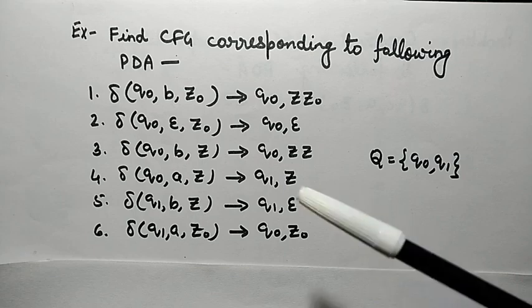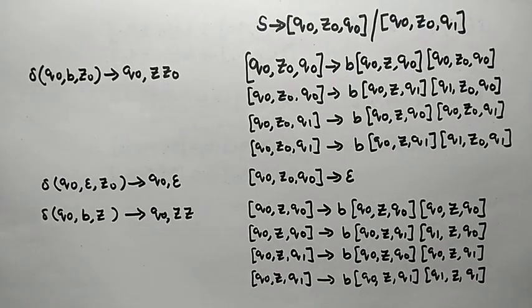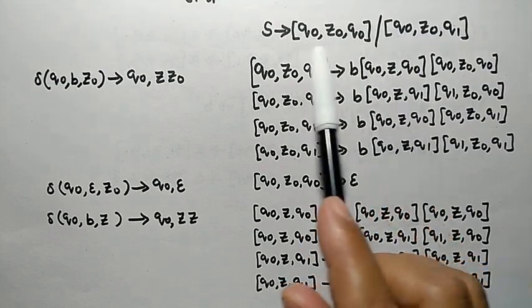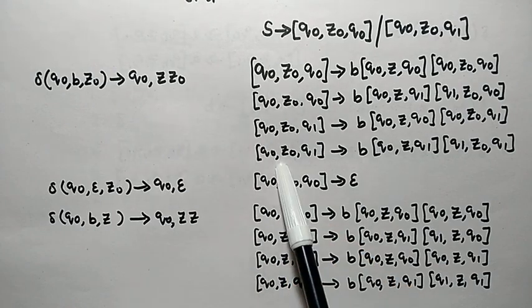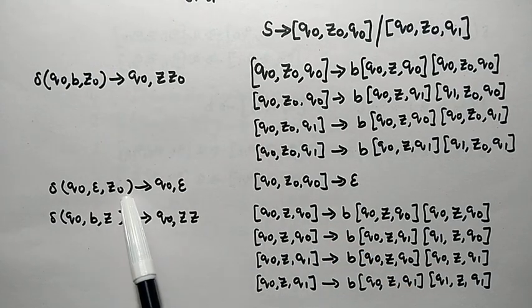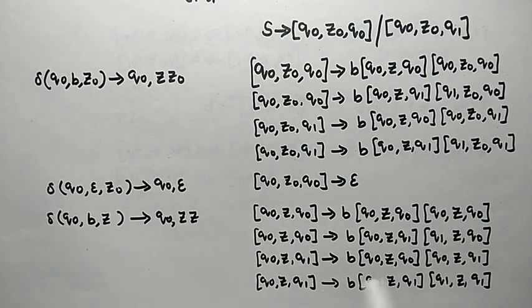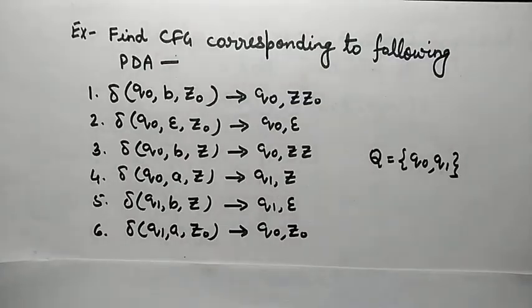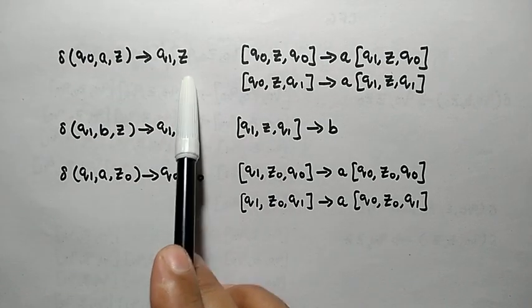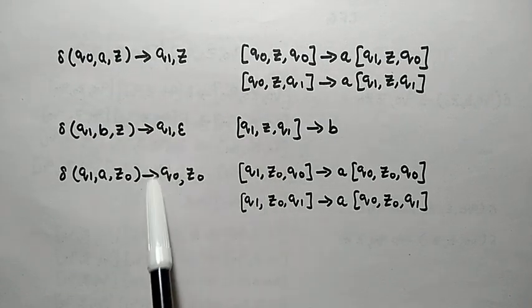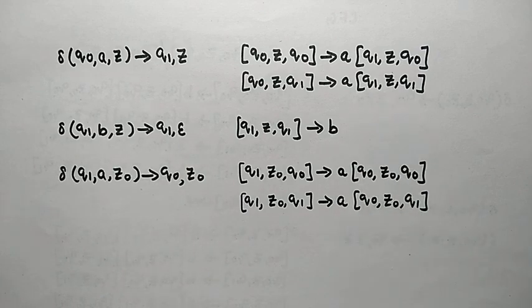So the entire grammar corresponding to this PDA will be like this. We will have these 2 production rules for the start variable, and corresponding to this transition rule there will be 4 production rules. For this transition rule, this will be the production rule, and for this transition rule there will again be 4 production rules. We will have these 2 production rules for this transition rule and these production rules corresponding to these transition rules. So in this way we can construct a grammar from a given PDA.